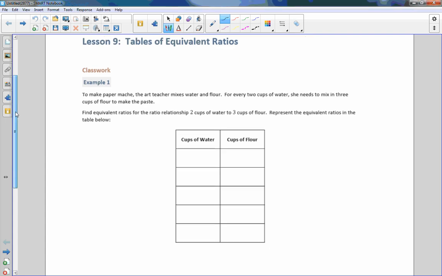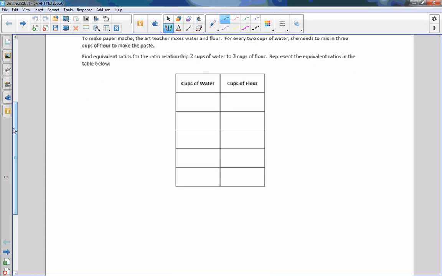So, example 1 says, to make a paper mache, the art teacher mixes water and flour. For every 2 cups of water, so the key word here is for every. That tells us that we have a ratio. And what we're comparing is 2 cups of water, she needs to mix in 3 cups of flour. Okay, 3 cups of flour. So cups of water to cups of flour.